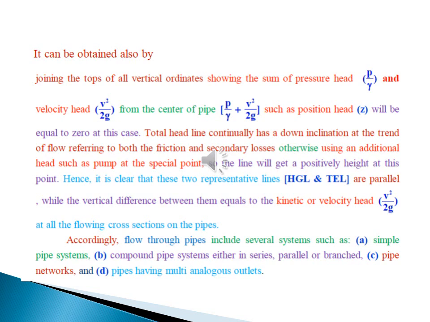Take into consideration that these two representative lines, the hydraulic gradient line and the total energy line, are parallel, while the vertical difference between them is equal to the kinetic or velocity head at all flowing cross sections of the pipe.